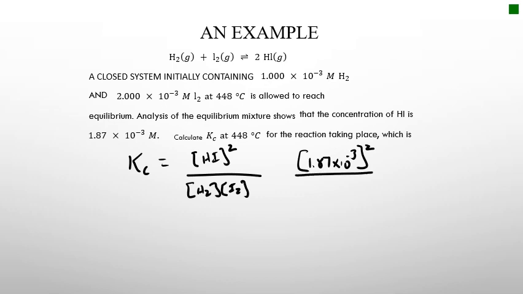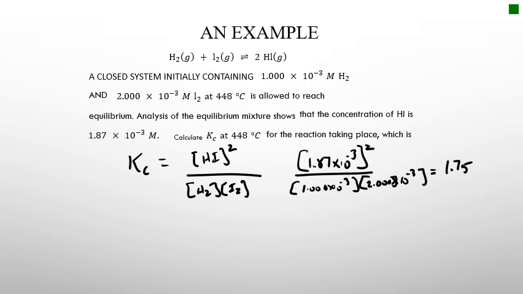And then I would take the concentration of the H2, which is 1.000 times 10 to the minus third, and I would multiply that times the concentration of the I2, which is 2 times 10 to the negative third, and I would solve. So when I take this and multiply 1.87 times 10 to the minus third squared and divide it by that, we end up with 1.75 for our K value.